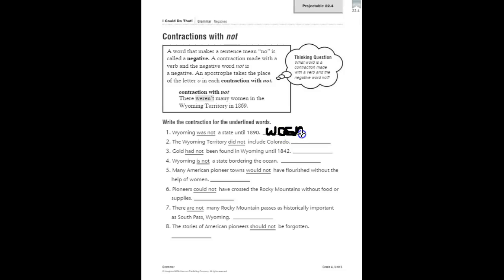I told you it's rough. There's the apostrophe where the O was, and then the T. Wasn't is our new contraction. The Wyoming Territory did not include Colorado. All right, what does did not become when it's written as a contraction? We had did, that stays the same. It becomes didn't. Here's our N, our apostrophe takes the place of our O, and the T. Didn't.